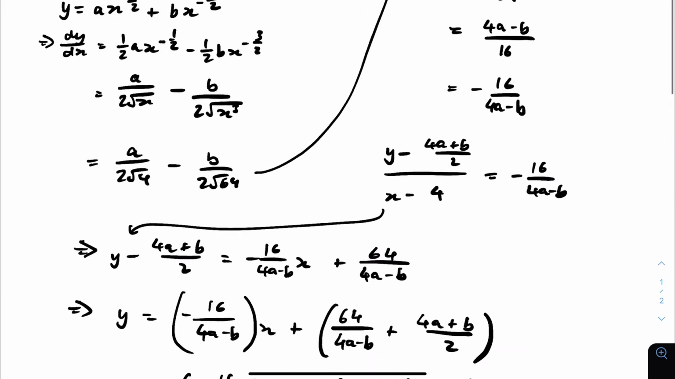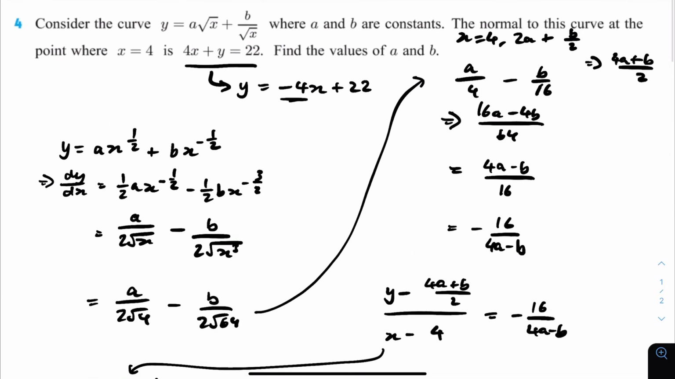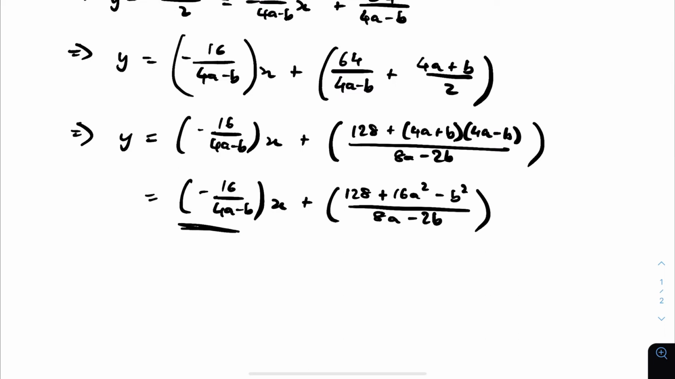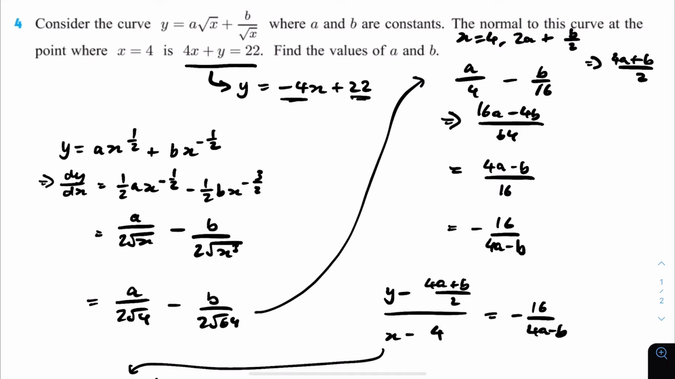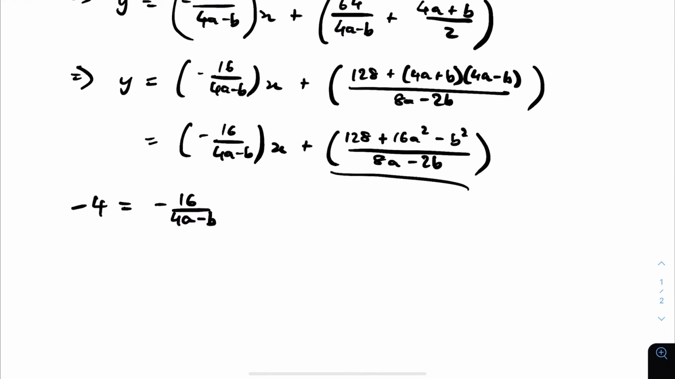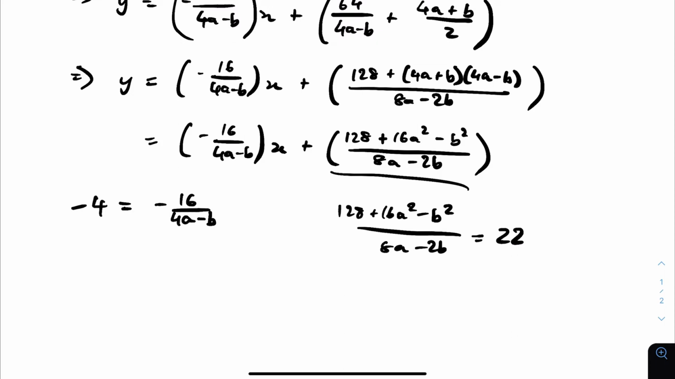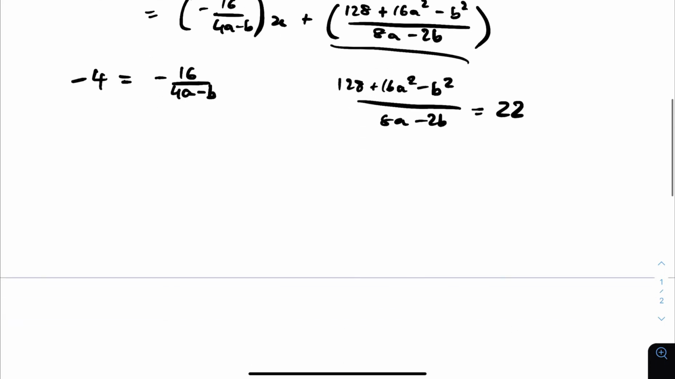What that means is over here we know the gradient is negative 4. And this here is also the same gradient. So negative 4 must equal negative 16 over 4a minus b. On the other hand, we have our y-intercept of 22, and this is also the y-intercept, so these are going to equal each other. So 128 plus 16a squared minus b squared over 8a minus 2b is equal to 22. And what we have here is a pair of simultaneous equations.